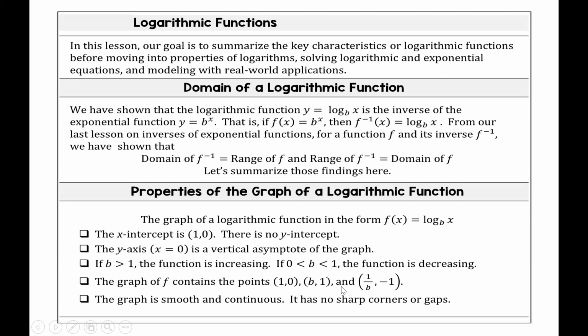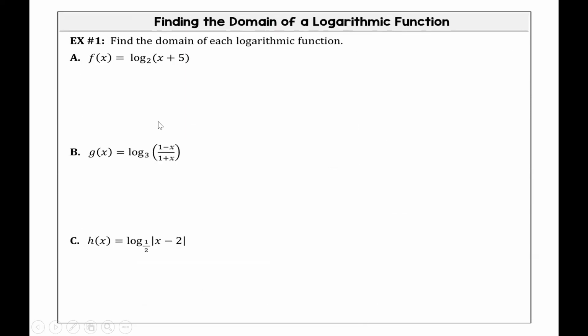That the graph contains these points. Whatever your b value is where your 1 is. And then the negative, where 1/b is going to be your negative 1. And the graph is smooth and continuous. Okay, there are no sharp corners or gaps. No gaps, holes, or asymptotes. All right, so looking at what we have here, we're going to talk about, without graphing, what is the domain of each one of these log functions, okay?